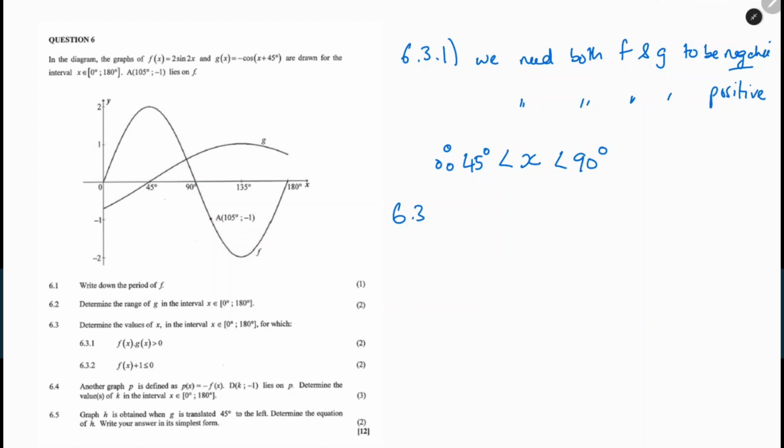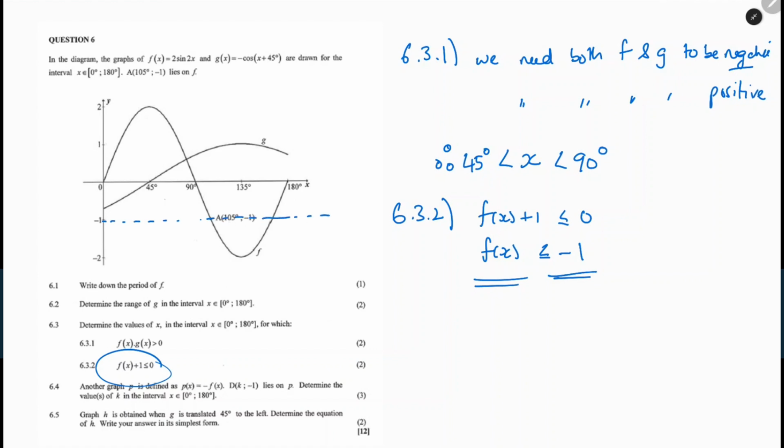Okay, 6.3.2. So here we've got f of x plus 1 is less than or equal to 0. So this is the same as, I can just manipulate this a little. I can just take the 1 to the other side. So I'm looking everywhere on the graph where f is below minus 1. So where's minus 1? Minus 1 is here. So the only place where f is below is, as you can see, right here in between.